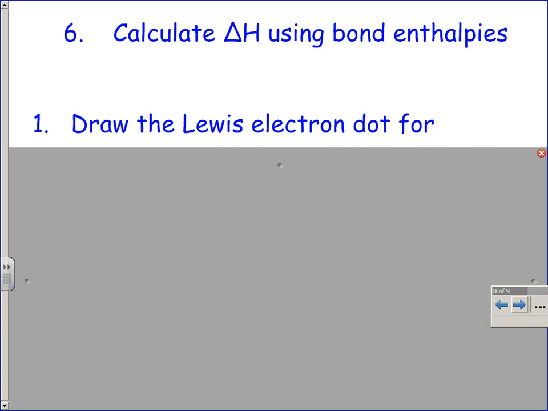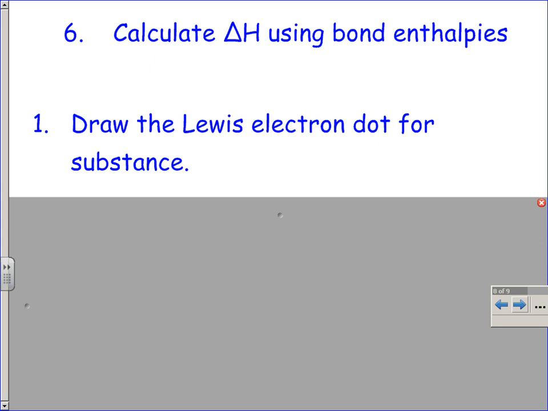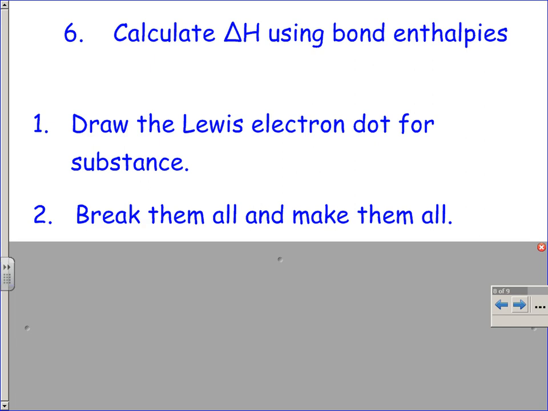Now, the first thing about doing delta H's for reactions, you've got to draw the electron dot for each substance. You need to be able to see all of the bonds. So first, draw your electron dots, just like you do with most problems on the test. Draw your accurate electron dot for each particular substance. And then don't forget, when you're looking at the next step, break them all, make them all, you need to take into account the coefficients in the balanced equation. Because technically, if it says 2H2O, you then have two H2O molecules, which is four O to H bonds that are going to be involved. So count up all your bonds and bond types, and then multiply by the coefficient of the balanced equation.